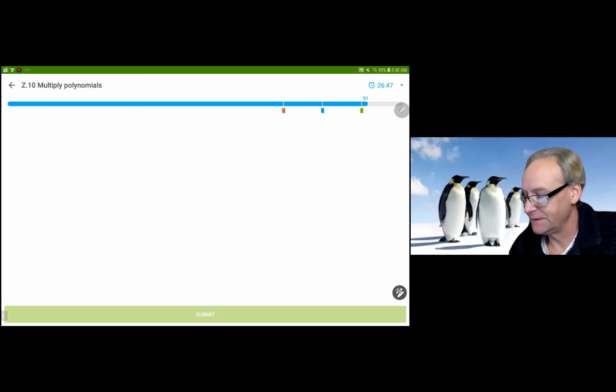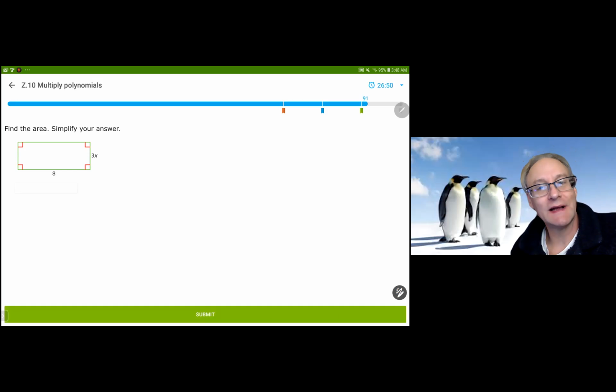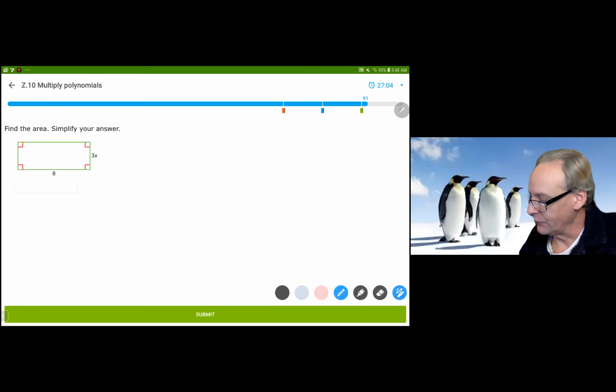Okay, let's see what we got here. Oh, we get to multiply an area. Notice that I have a diagram and it's labeled. A good idea is to follow 5 steps. We have a labeled diagram, and our next step is to write a formula. The formula for this one is either base times height or length times width. It's a rectangle, so the area is equal to length times width.